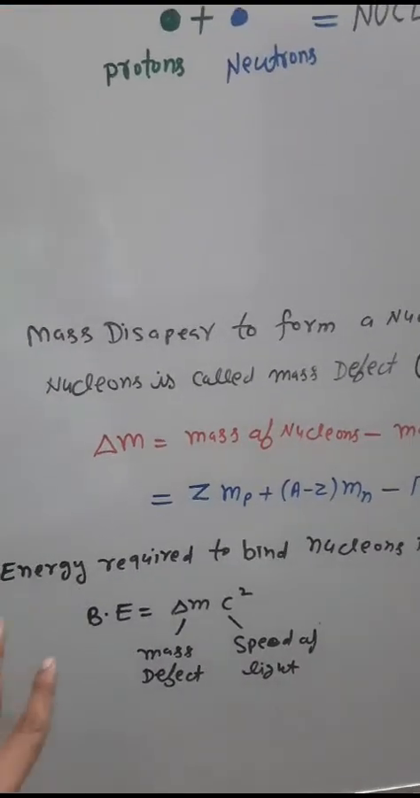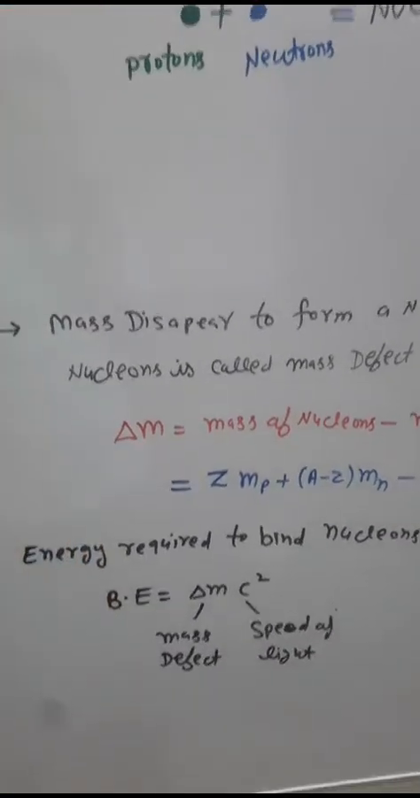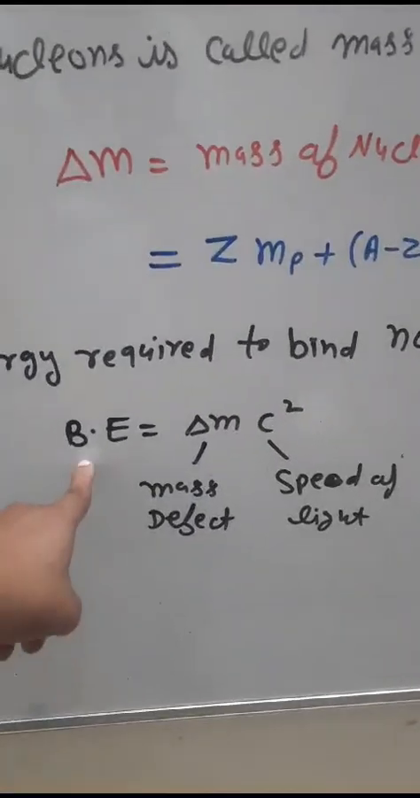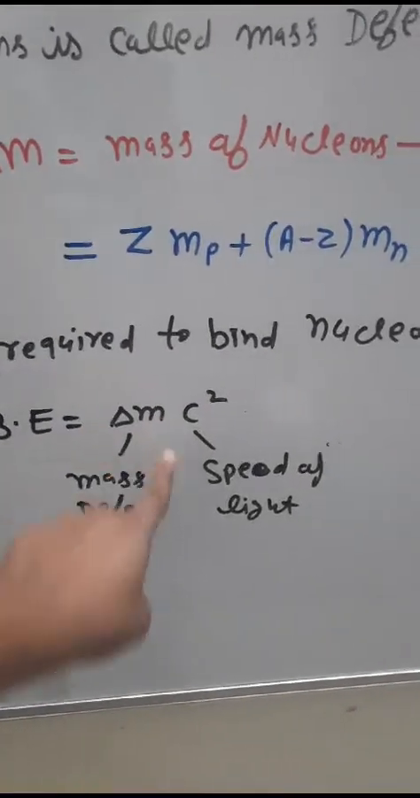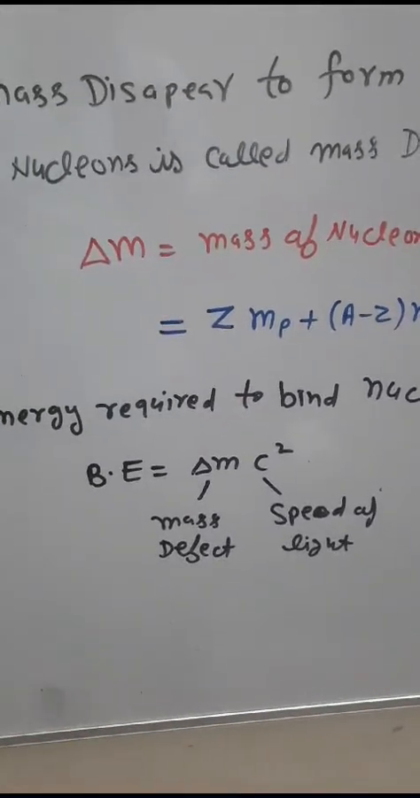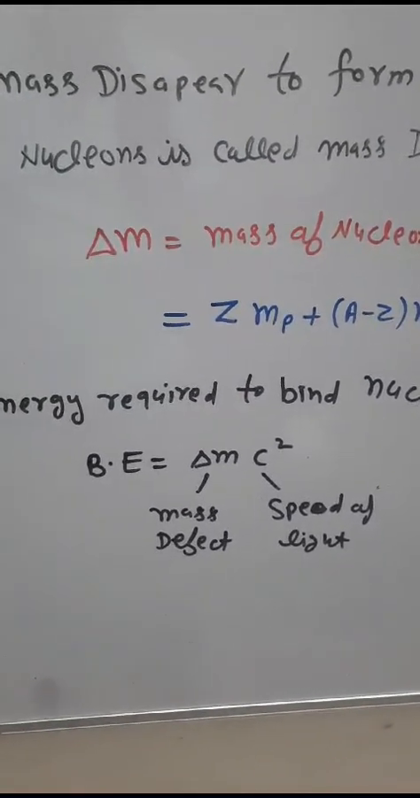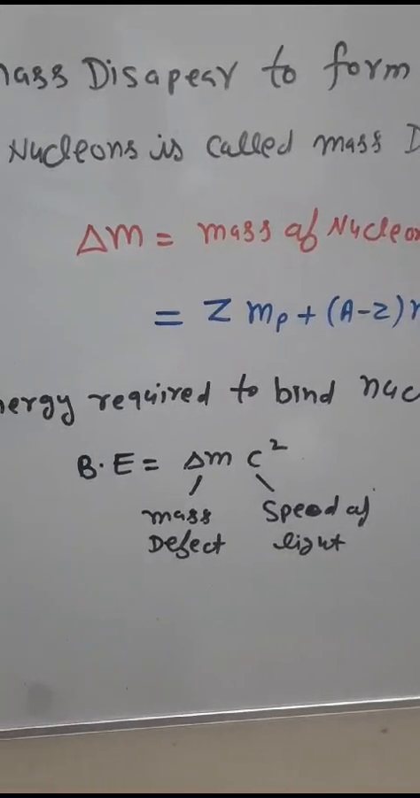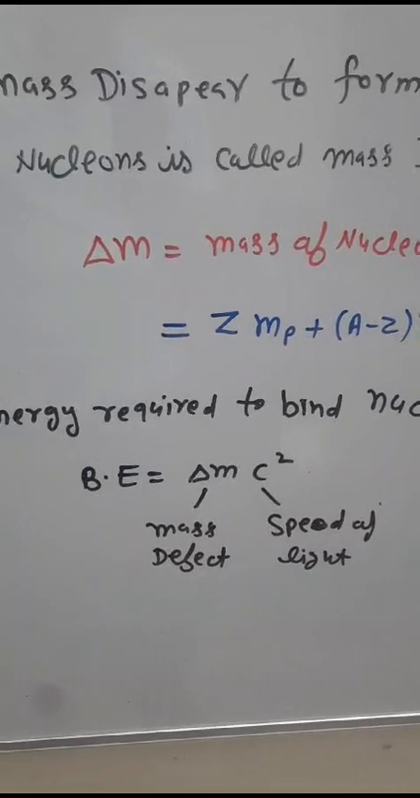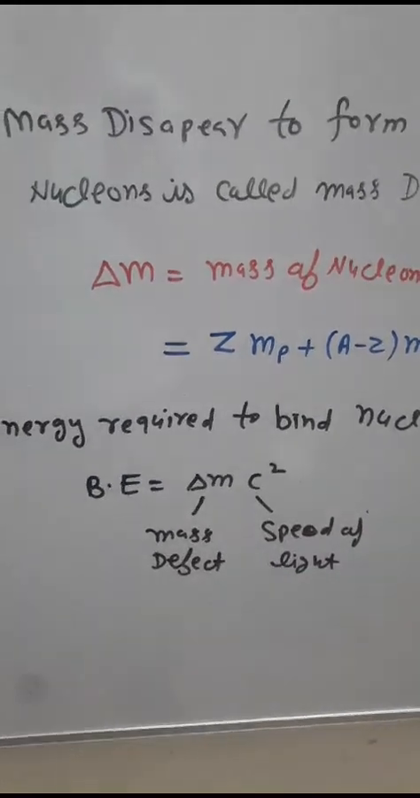So mass defect we calculate as delta m. So binding energy will be delta m into c square, because generally the energy equation is E equals mc square, so binding energy will be delta m into c square. So mass defect into c square, where c is the speed of light.